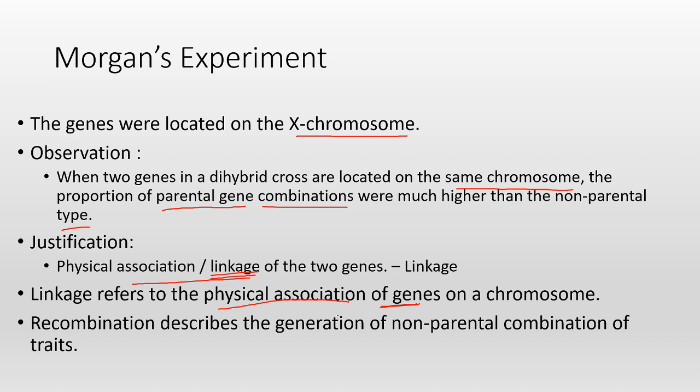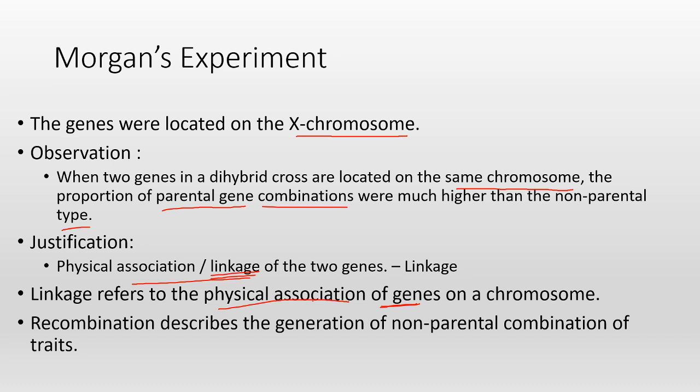He also used a term called recombination. Linkage was the term introduced by Morgan, and also recombination. Recombination he used to describe the generation of non-parental combinations of traits. If it is similar to that of the parent, then it is non-recombinant. There is no recombination. Again, why am I talking about this?